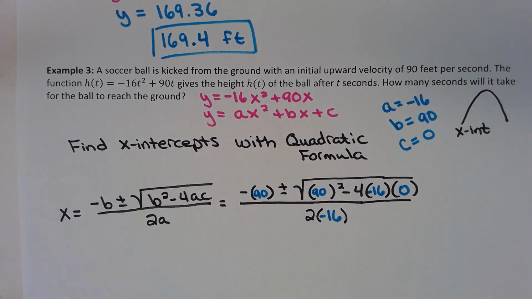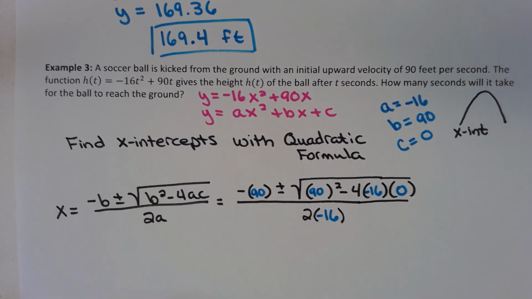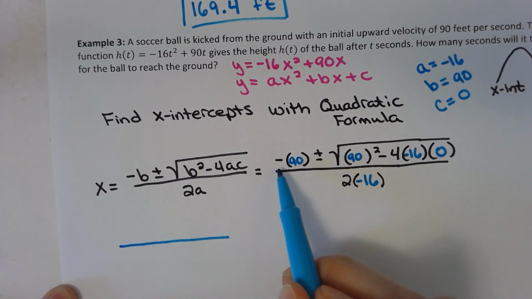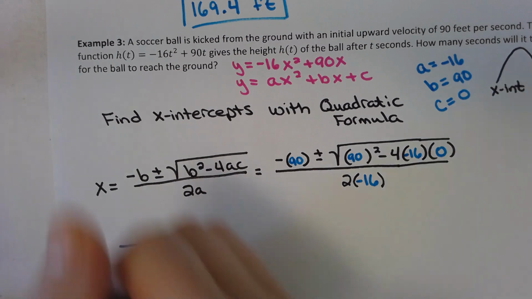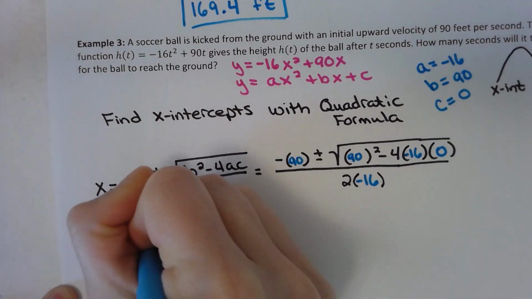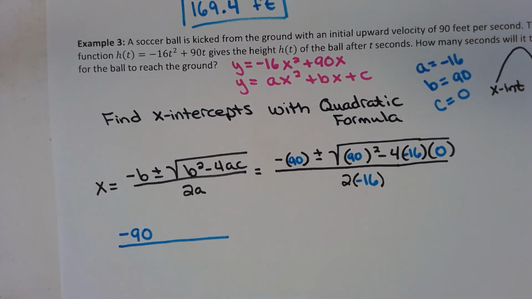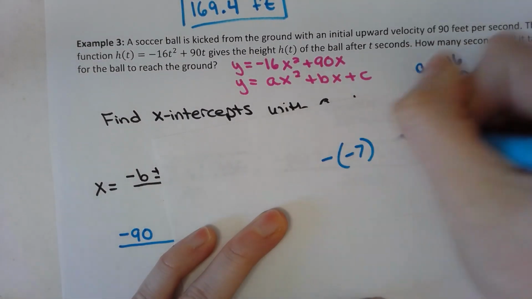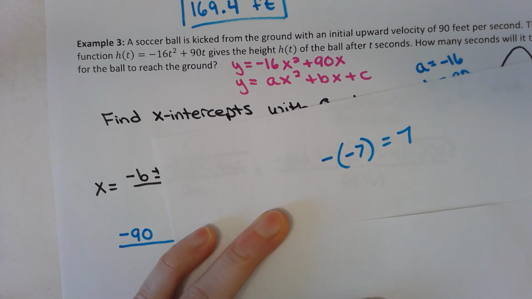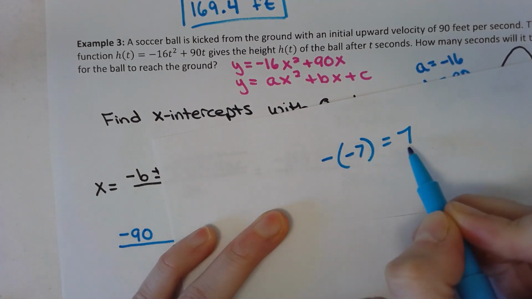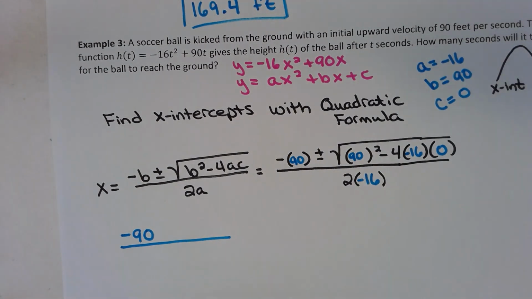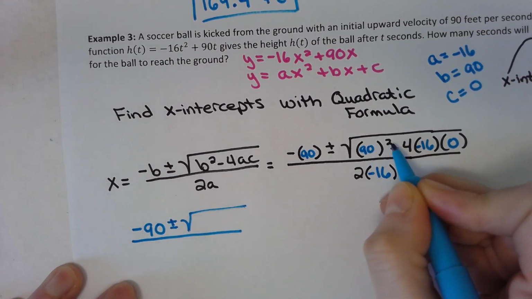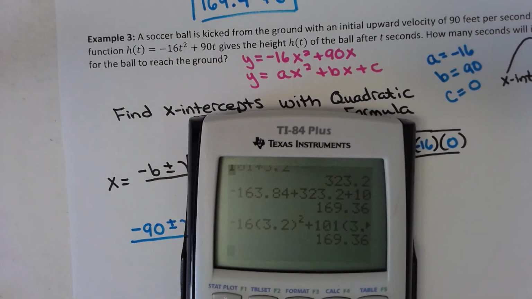Okay, so now in my next step, I need to simplify some of this. When you have one negative sign in front of your parentheses, that means it just becomes negative 90. It's whenever you have something like this, like if I had negative 7, that's whenever it would turn into a positive. But it would have to have 2 of them to become a positive. Okay, it's plus or minus the square root of 90 squared. Okay, so let's go ahead and figure out what that is.